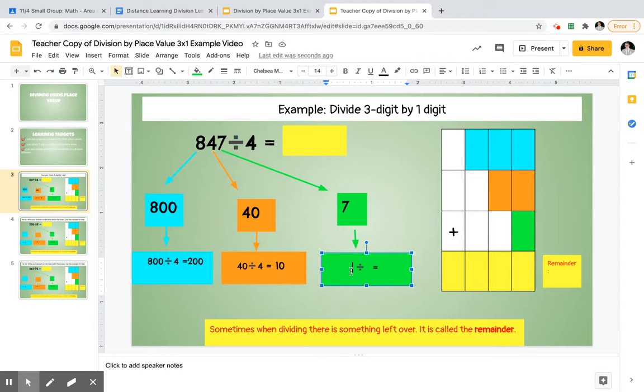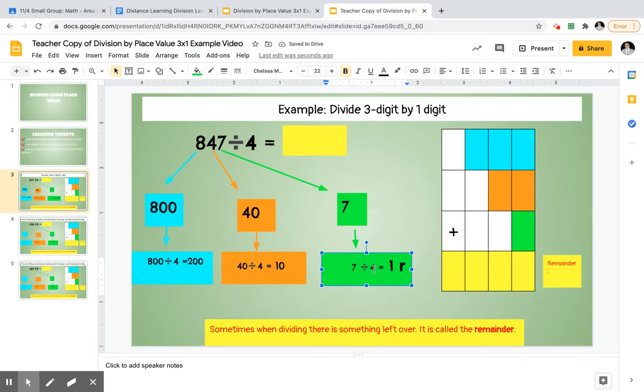Next, I'm going to do 7 divided by 4. And this one will not be as clean as the other two because 4 can not go into 7 an equal amount of times. I know that 4 times 1 is 4, 4 times 2 is 8, so it can't be 2 because 8 is bigger than 7, so I'm going to have to do 1. 7 divided by 4, all I can get out of that is 1. Well, that means I'm going to have some left over. And yesterday we learned that if we have something left over when dividing, that's called the remainder. So I'm going to write 1 remainder.